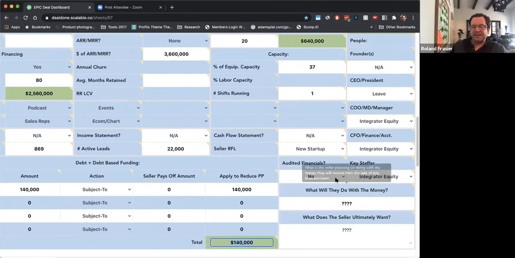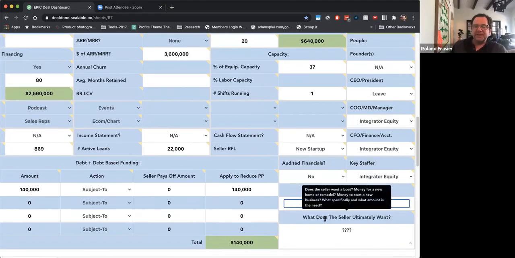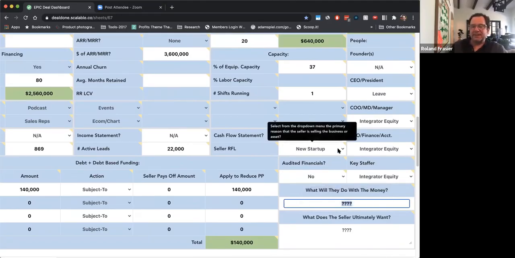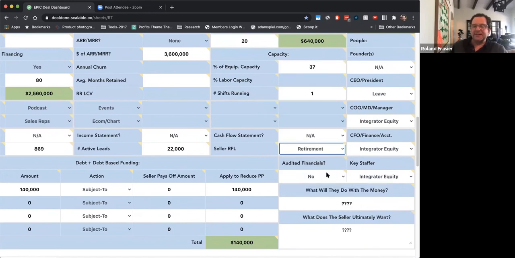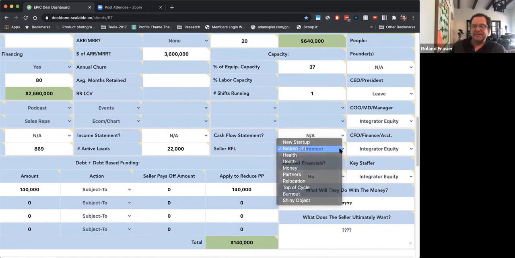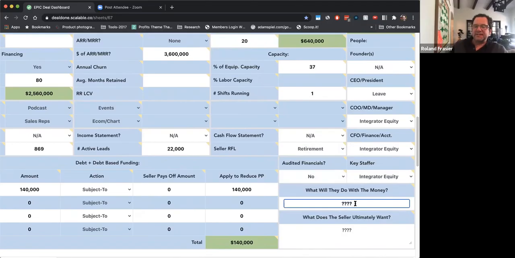And then over here, we ask, are there audited financials? You didn't have that information. And what will they do with the money? Here, we don't know what they're going to do. We just know that they're planning on retiring. They're planning on leaving the business. So this lists all the reasons that they might leave. But I didn't give you what they would do with the money, and I didn't tell you what the seller ultimately wanted.